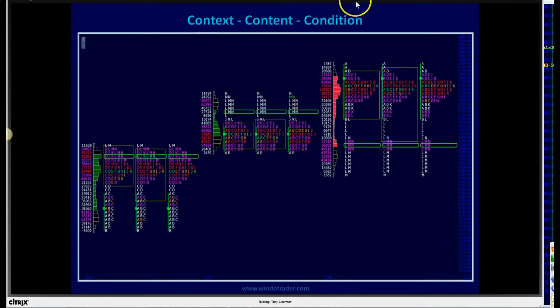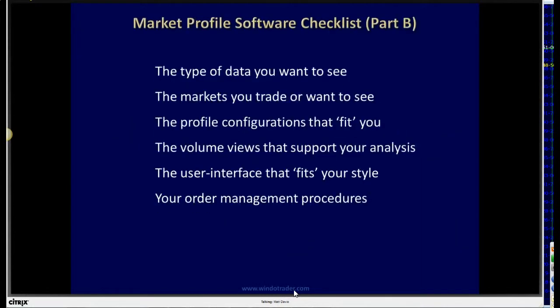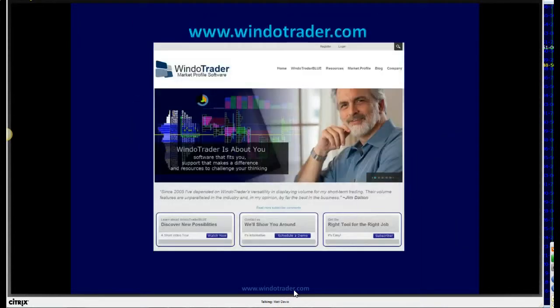On our website, if people are interested, there is a market profile software checklist. That's at windowtrader.com, that you see right here at the bottom. I would just share that website with you. For people that are looking for market profile software, I think they might find that very helpful, Terry, if I may. It's the market profile section on our website.